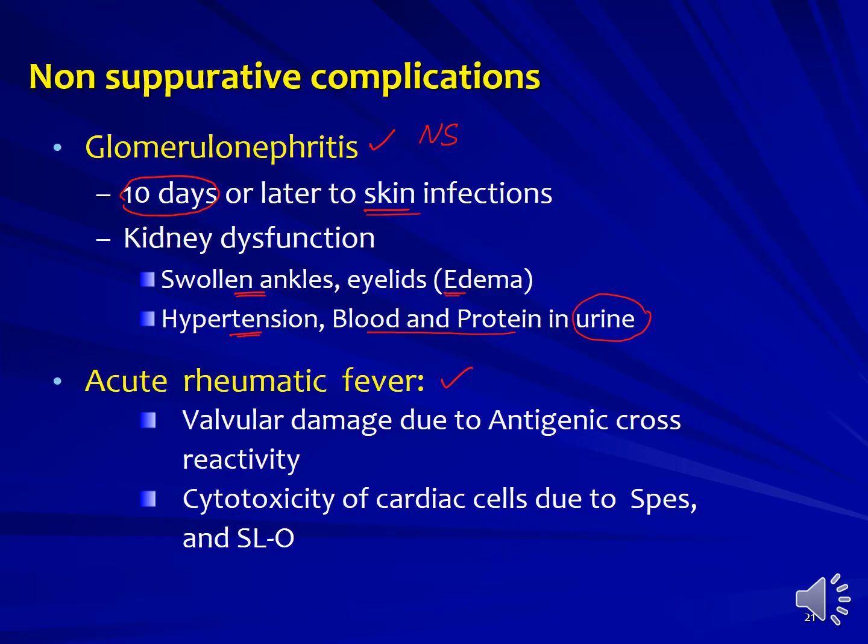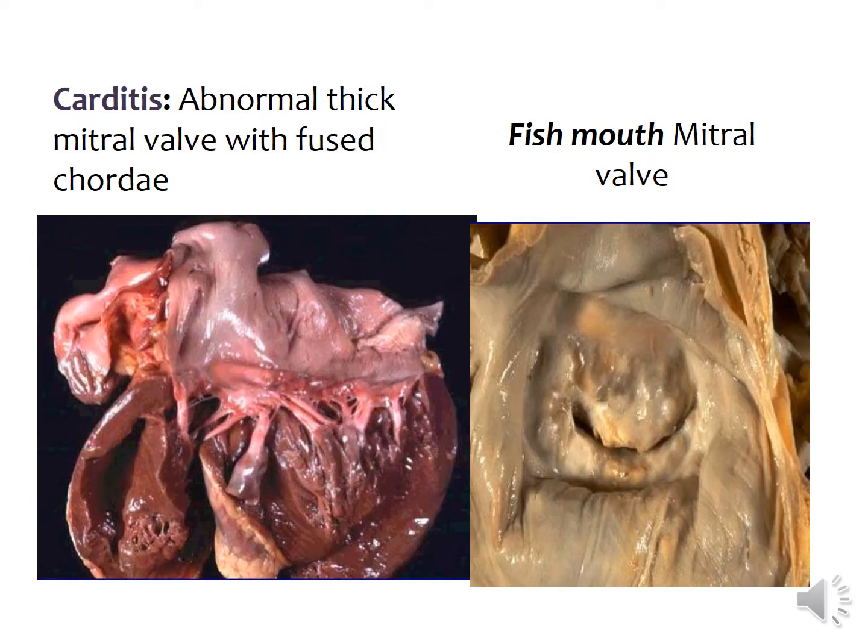The next one is acute rheumatic fever, which is due to valvular damage from antigenic cross reactivity, and also the cytotoxicity of cardiac cells due to streptococcal pyrogenic exotoxins and streptolysin O. These two toxins are responsible for damage to the cardiac cells and result in acute rheumatic fever. Acute rheumatic fever has many manifestations. One is carditis. Here the abnormally thick mitral wall with fused cusps is seen.